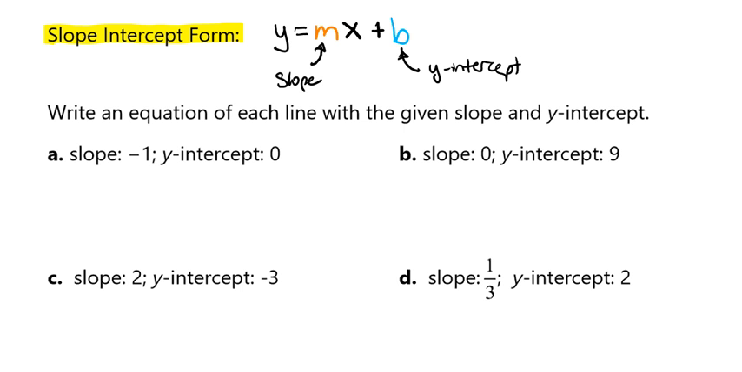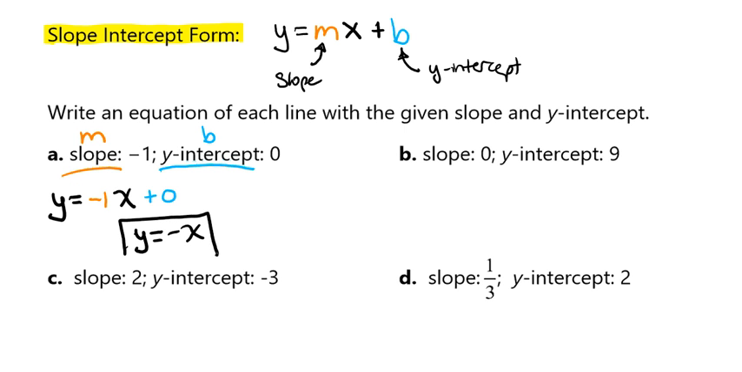Here we have a slope of -1. Remember that's our m. And here we have a y-intercept of 0, and remember that's our b. So we know what our m is and we know what our b is, and we can plug that in. y equals -1x plus 0. Now we just need to clean it up, because we don't normally write -1 times x. So we would write this as y equals -x, and we don't really write plus 0.